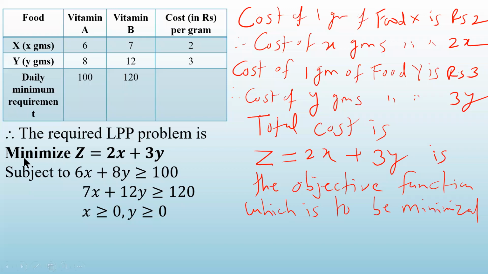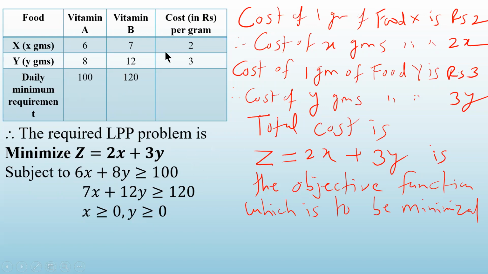So therefore, look at here. I have written minimize Z equal to 2X plus 3Y. Now the next part is what? To get the constraints. Okay. So I have already written the answer here. I will show you how I'm getting this. Okay. Subject to the constraint.